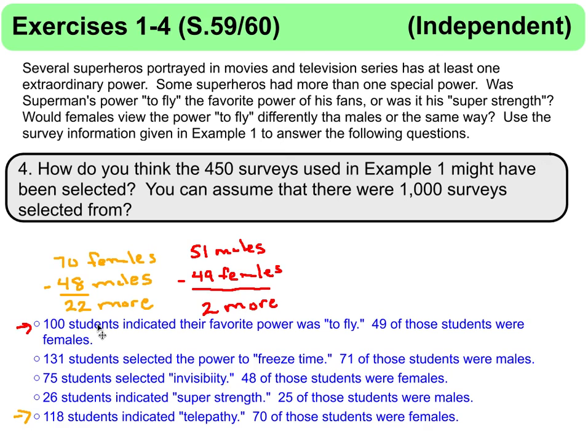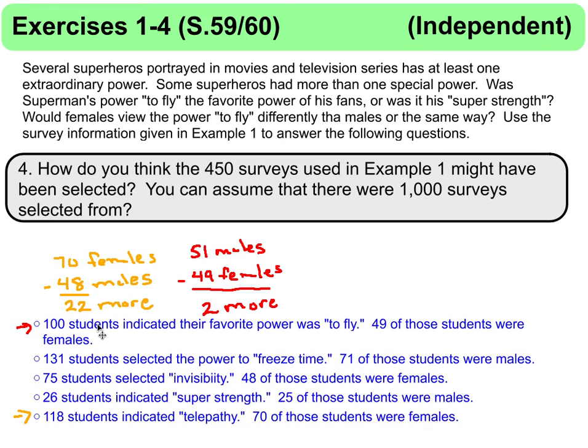And then 4, how do you think the 450 surveys using example 1 might have been selected? You can assume that there were 1,000 surveys to select from, and it was just by random selection, and students could come up with any idea of how they believe they were randomly selected. Could have been out of a drawing from a barrel.